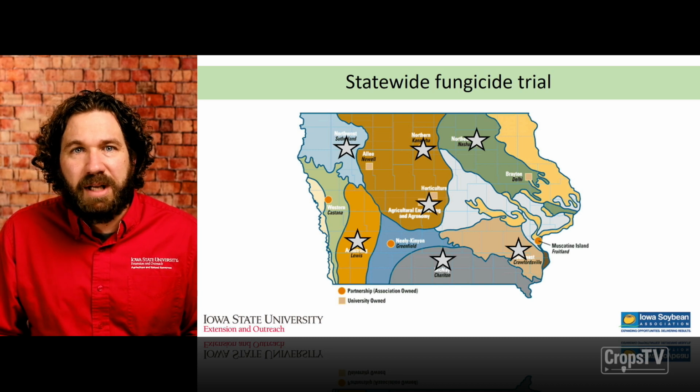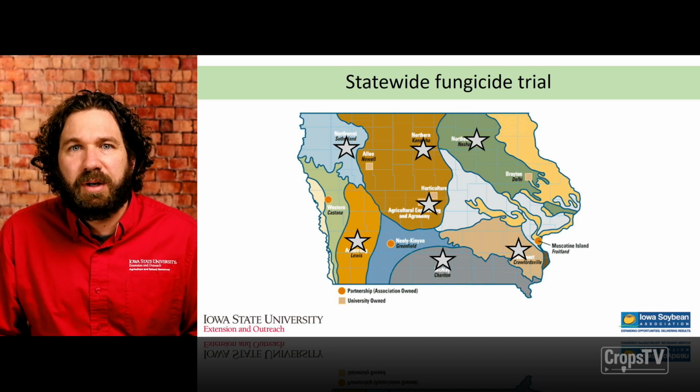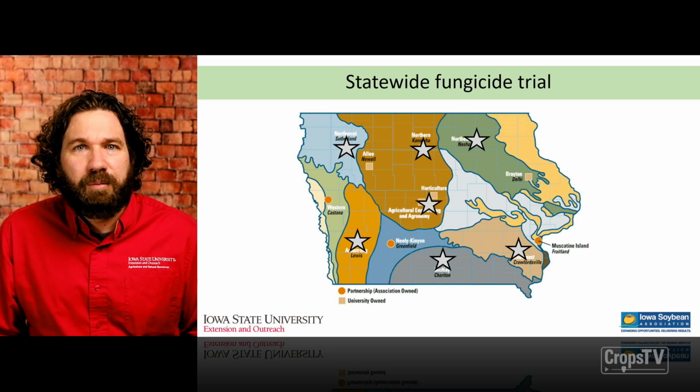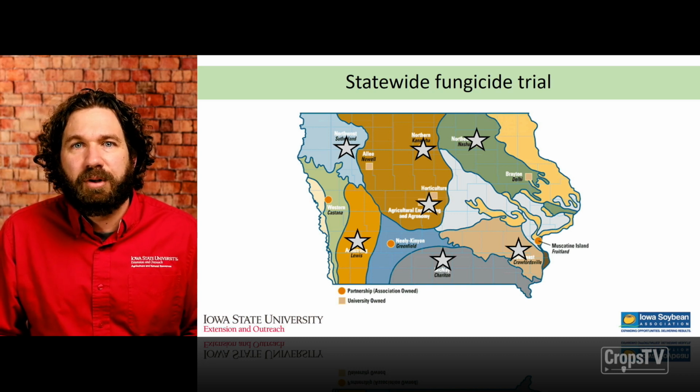All right, so what does that mean? If you look at our statewide fungicide trial, for those that are not familiar with it, we have it at 7 locations every year. There's 3 farms in the northern tier, 1 here in central Iowa, and then 3 farms in the southern tier.